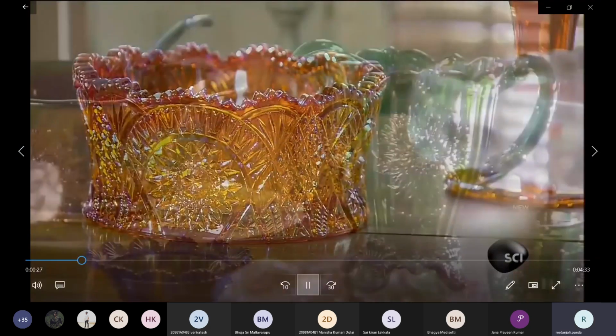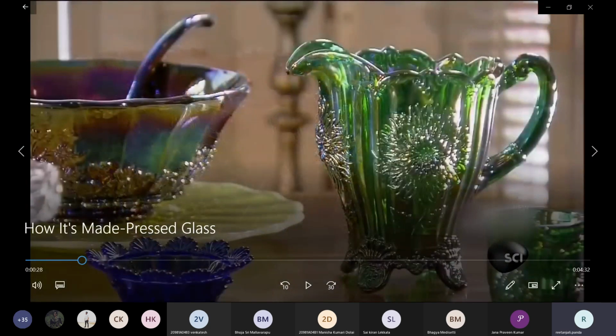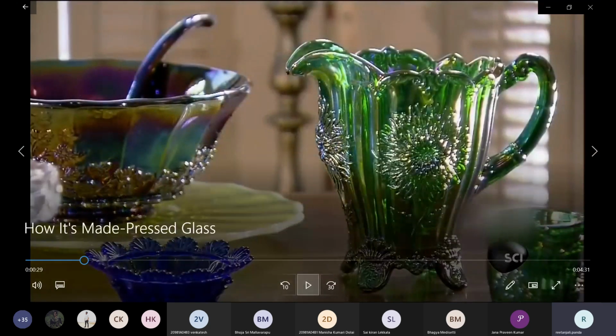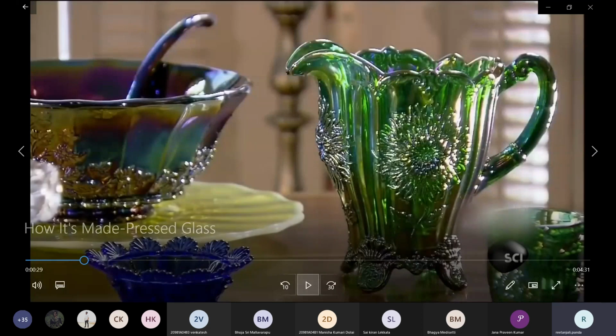So these are the different type of pressed glass we can see over here in this video. Okay, so in this video what we are seeing is how these pressed glass are going to be made. Okay, you see here first. First it will be showing you what are the ingredients we are going to use, then it will be showing you what is the procedure.